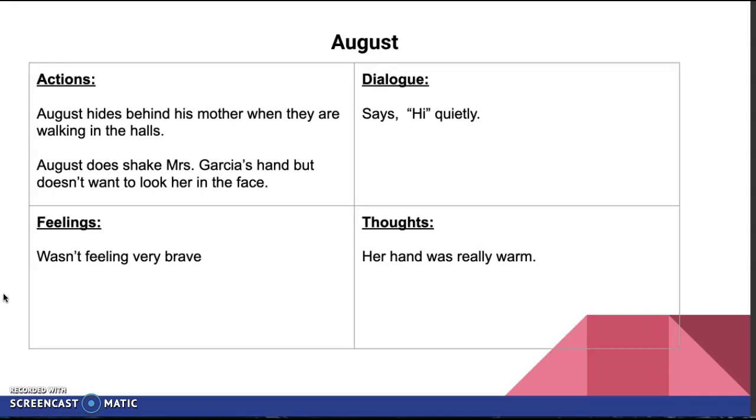So if I take all of that information, I can infer that August is probably feeling pretty uncomfortable. He's probably not sure of himself, and he's in a new situation. We all know that when we're in new situations, we are uncomfortable too. This is one way, boys and girls, to analyze a character to be able to infer what kind of character they are or what their internal character traits are.